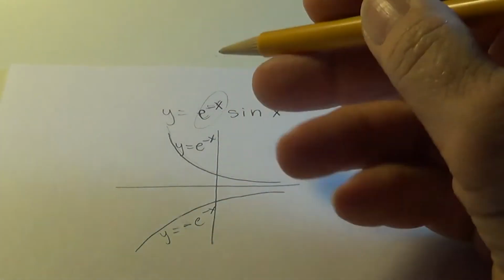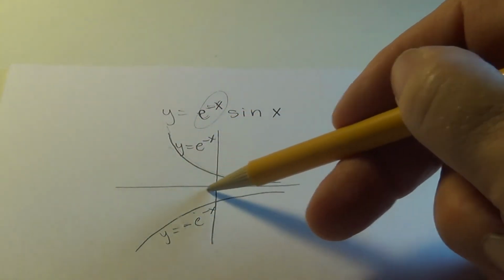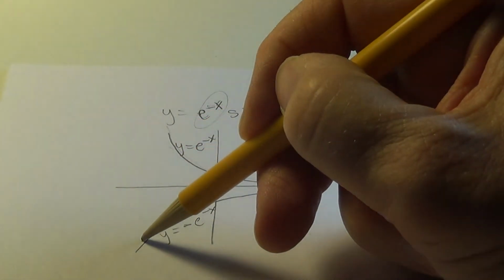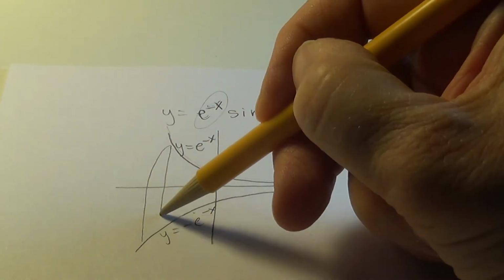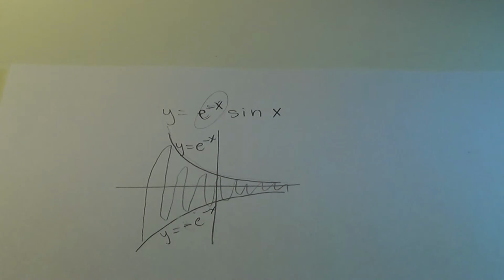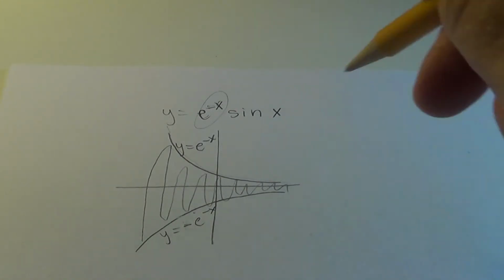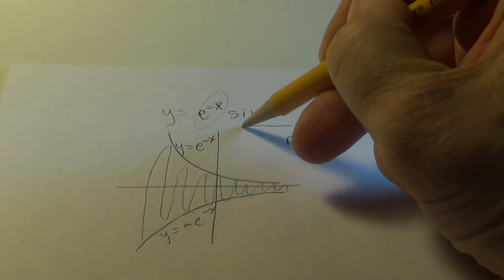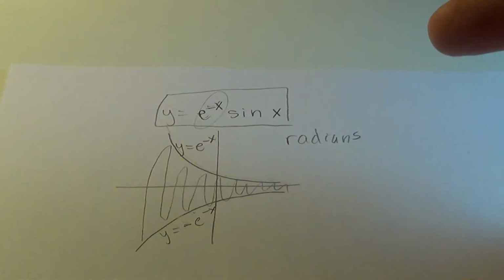So this negative sign just flips that across the x-axis, and the sine curve should be fluctuating in between, something like that. So let's see if you can get that on your calculator. Make sure you're in radians and plug in this function and try different windows.